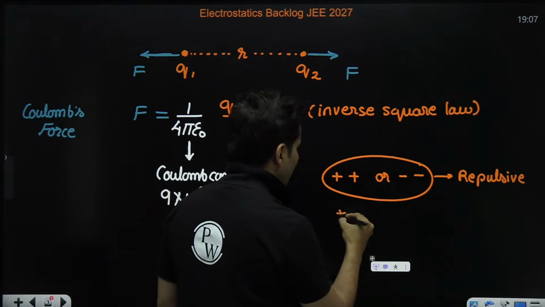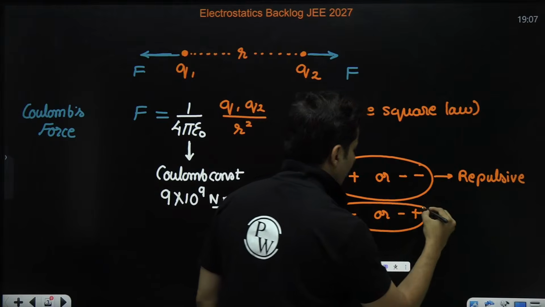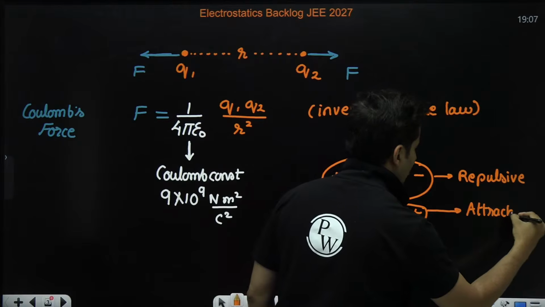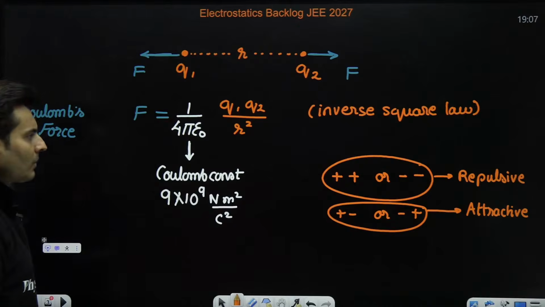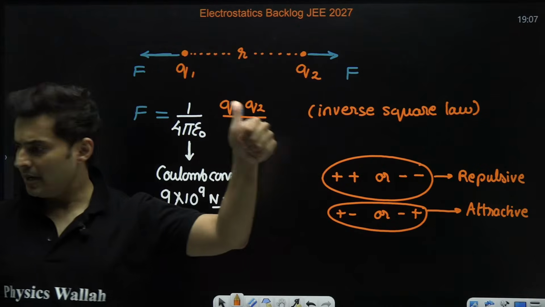But if one is positive and the other is negative, then we saw that it was attractive in nature. This was attractive in nature. All right, great. Okay, this is standard. Everybody fine till this point?